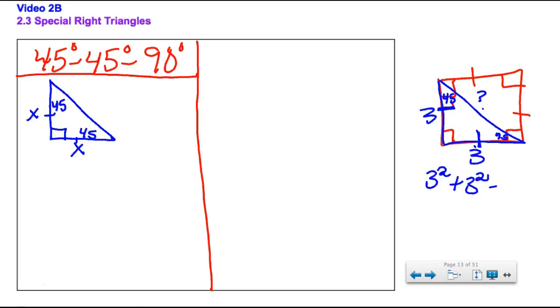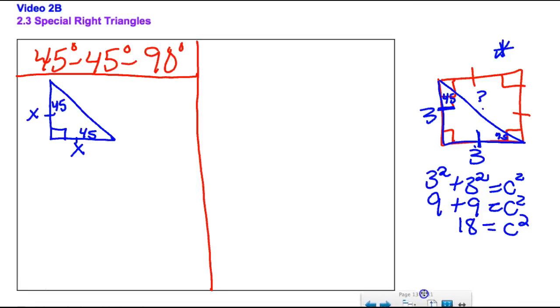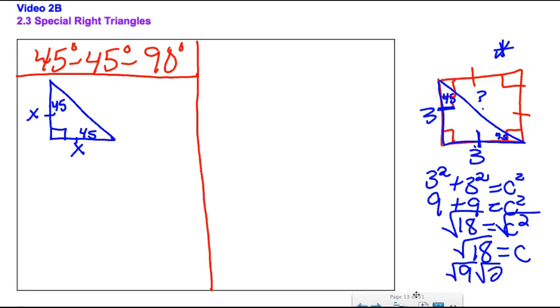If I said a squared plus b squared equals c squared on this one, I would have 9 plus 9 equals c squared. Again, you don't have to write this stuff down. Just watch it closely. 9 plus 9 is 18. So taking the square root of both sides gives me root 18 is equal to c. But you'll notice that 18 has a 9 hiding in it. So if I pull that 9 out, I get 3 root 2 for the hypotenuse length.